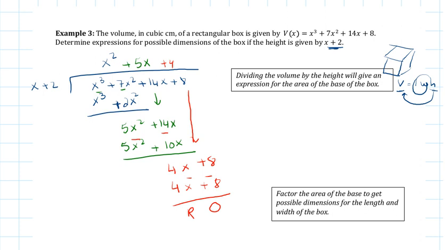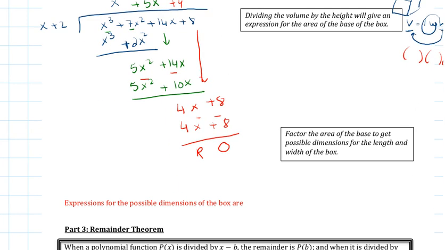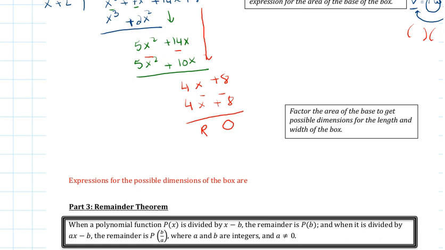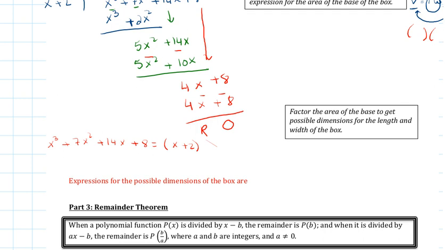Because what's going on here is I know that the height is a factor, right? So I know that I'm going to have factor times a factor times a factor. I shouldn't have any remainder left. So let's see what we have here. We have the volume, which is x cubed plus 7x squared plus 14x plus 8, is equal to, we know the height, which is x plus 2, and the quotient that I just got is x squared plus 5x plus 4. So we have the volume, we have the height, and this is the area of the base.